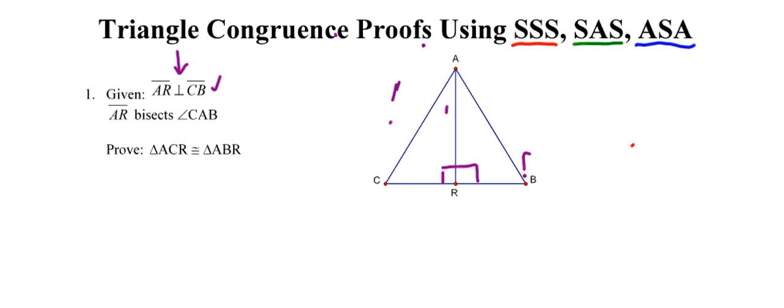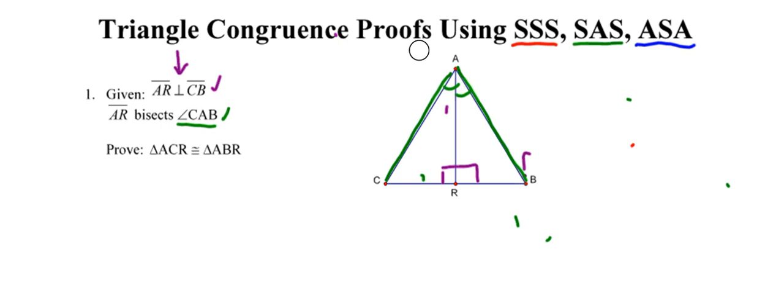The second given says that segment AR bisects angle CAB. When we bisect an angle, that means we make two congruent angles of it. So the first thing I have to do is go find angle CAB. Angle CAB is that one right there at the top of the triangle. And the fact that segment AR bisects that angle means that two congruent angles are formed. So now I've marked that one in my picture as well.